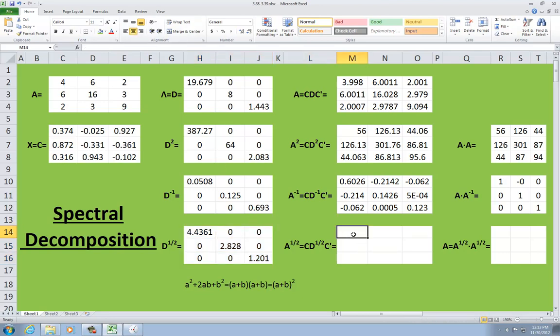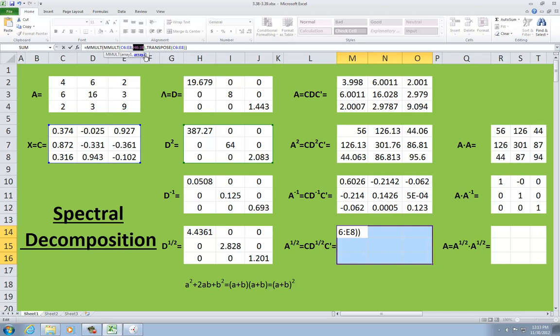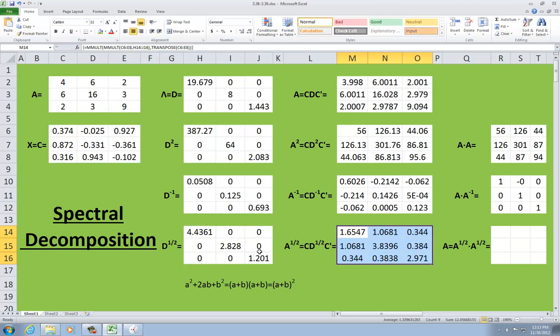Now let's do the same thing that we have been doing. I'm just going to paste the equation that we had in before, and all we need to do is change the D element to the square root of matrix D that we just got. Control Shift Return, and these are the values that we get for the square root of matrix A.